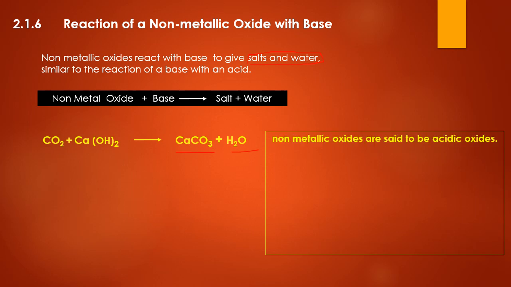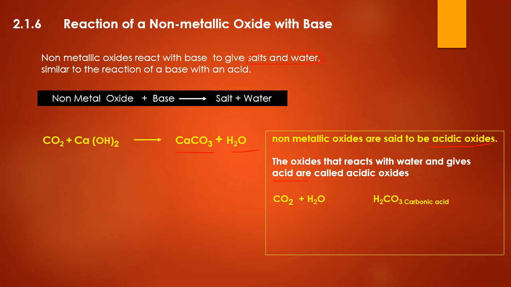Non-metallic oxides are acidic oxides. Why? Because when they react with water, they give acid. That is why they are called acidic in nature. CO2 plus H2O gives carbonic acid. SO2 plus H2O gives sulfuric acid. Example: CO and 2O.